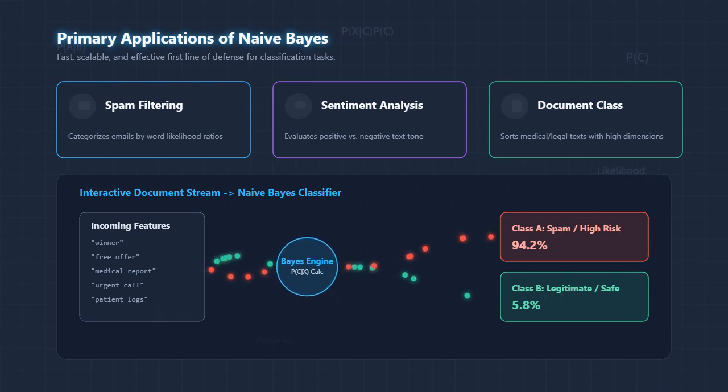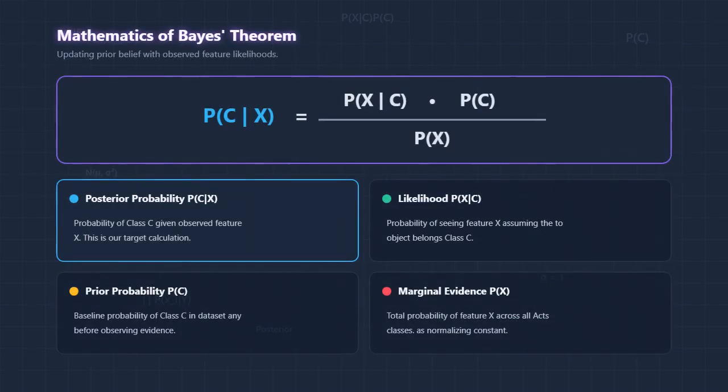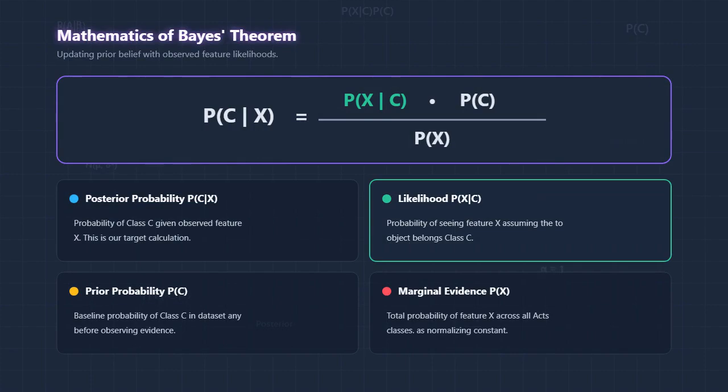Welcome to this comprehensive guide on the naive Bayes algorithm, one of the most elegant, fast, and surprisingly effective classification algorithms in machine learning. Whether you are building a spam filter, analyzing sentiment in movie reviews, or classifying medical documents, naive Bayes is often your best first line of defense.